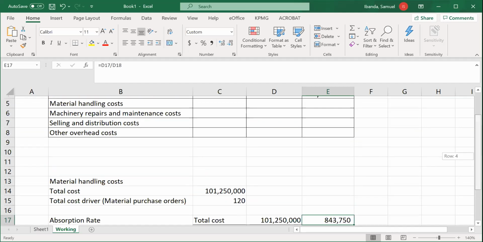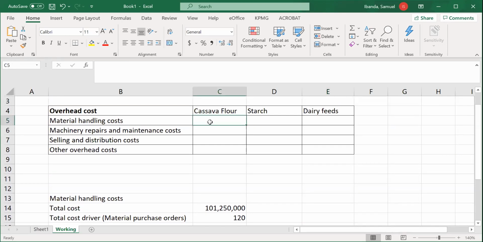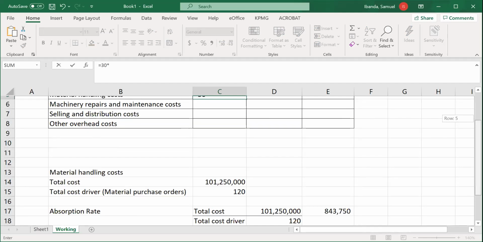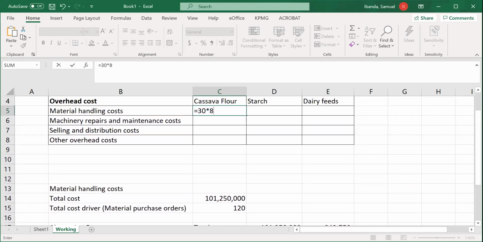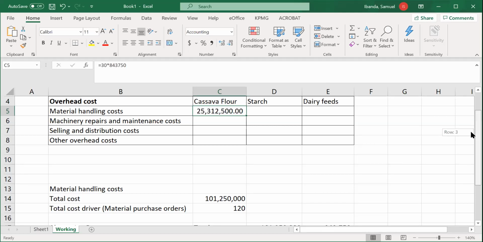843,750. So what this means is that if cassava has 30 as the cost driver, then to determine the total cost under cassava, it will be basically 30 times 843,750, which gives us this value, which is 25.